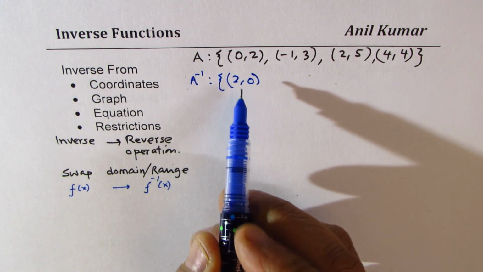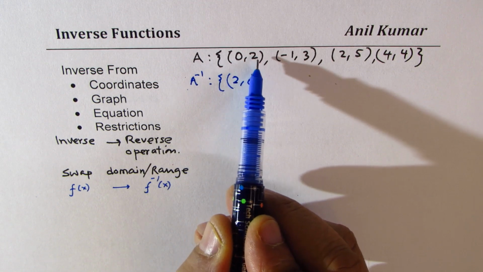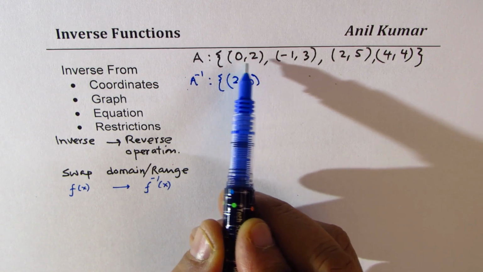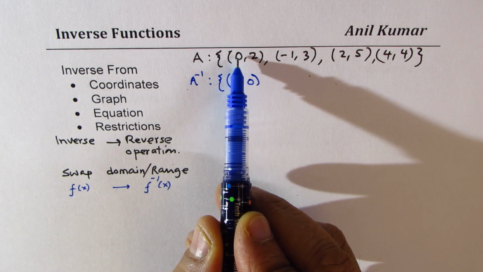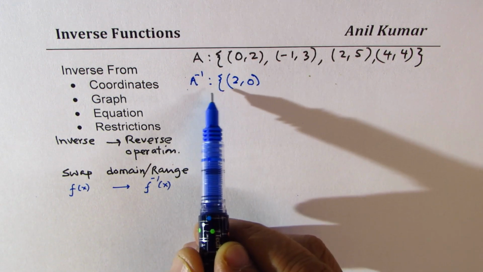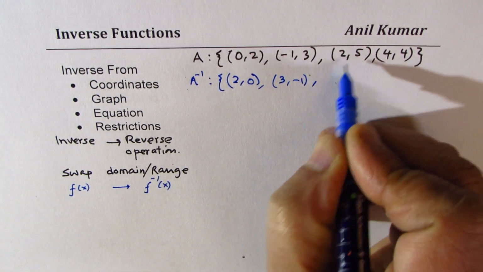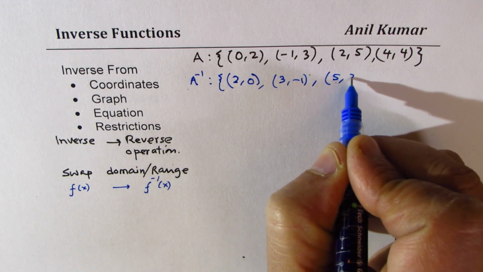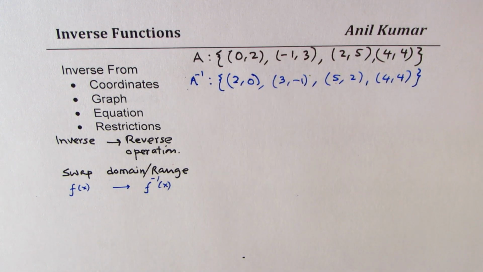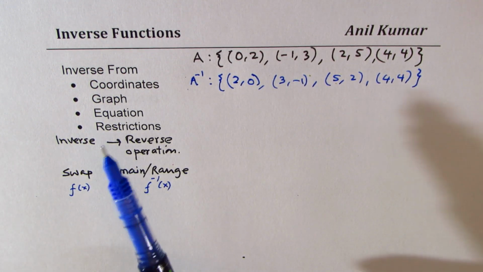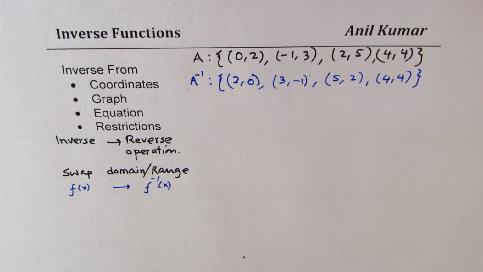That is to say that for (0, 2), input was 0, output was 2. Now if I reverse the operation, if I take 2 as the input, then my machine should give me 0 as the output. That machine will be called inverse function, right? So that becomes (3, -1), and (2, 5) will flip to (5, 2). (4, 4) will remain as (4, 4). So that will be an invariant point. So whenever we have coordinates, they will swap kind of like this, right?